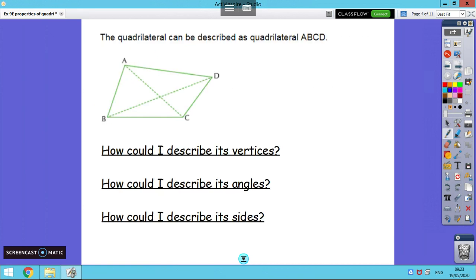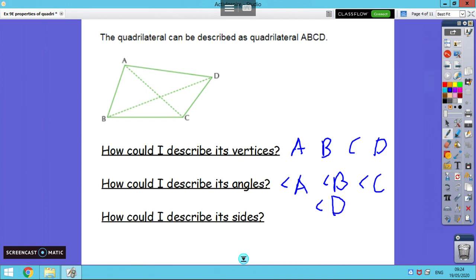Okay, we've talked about this before. The quadrilateral can be described as A, B, C, and D. How could I describe its vertices? Vertices means corners. So the vertices are A, B, C, and D. That's how we would write them. How could I describe its angles? Well, do you remember what we do for angles? We put a little sign in front, so that would be angle A, angle B, angle C, and angle D.